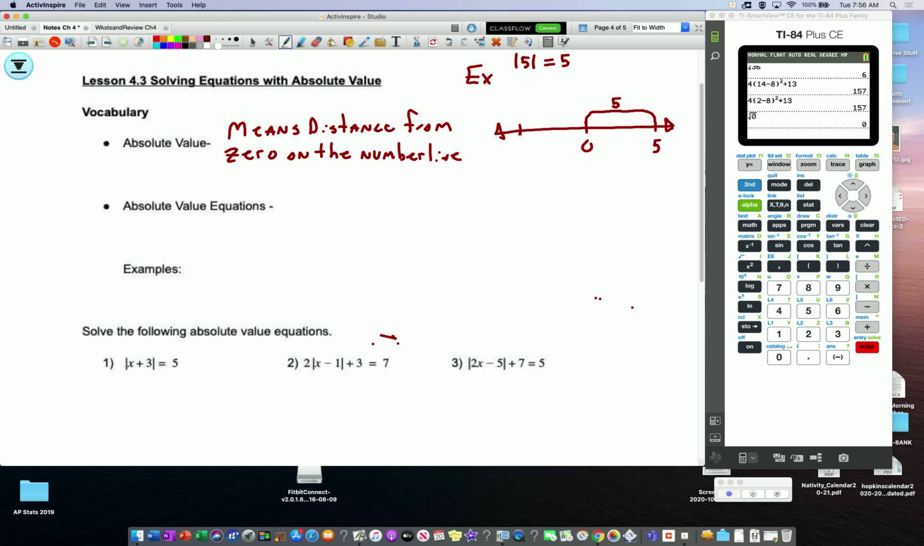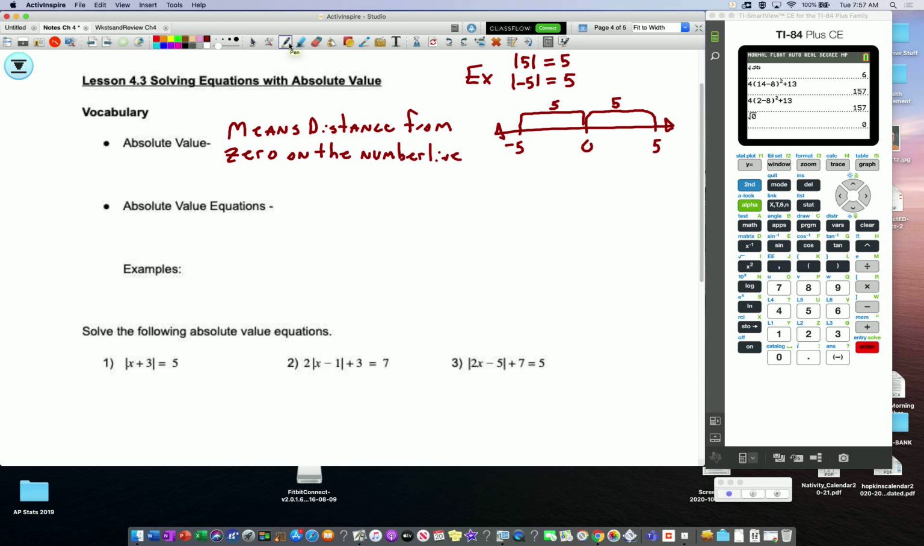Now, what if I take the absolute value of negative 5? Well, that distance to 0 is 5 units. Distance is always a positive measurement. A lot of times students will think it basically makes negative numbers positive. That is true, but the thing to remember is it only changes negative to positive. It does not change positive to negative.